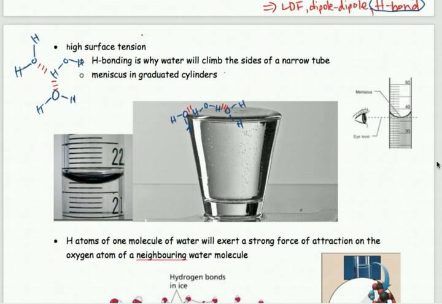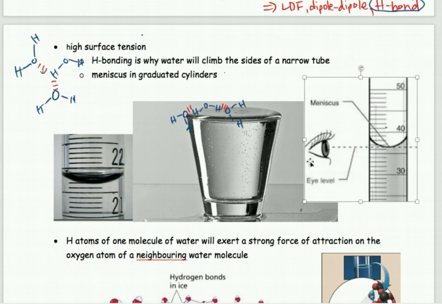So what you're going to be doing when you see something like this in the cylinder is reading the bottom of that parabola shape. Okay, they call this the meniscus. So when you need to read the measurement here, you have 30, 35, so this would be 36 and a half milliliters of water. You're not reading the top of the meniscus, you're reading the bottom, and that's how you read accurately.